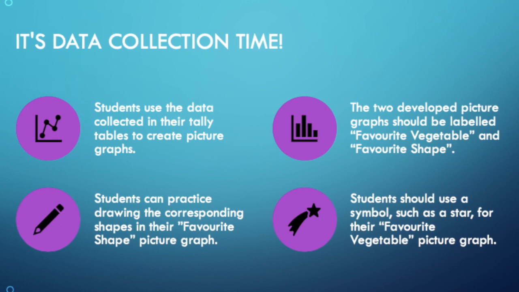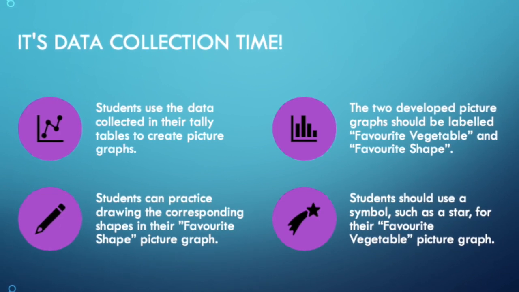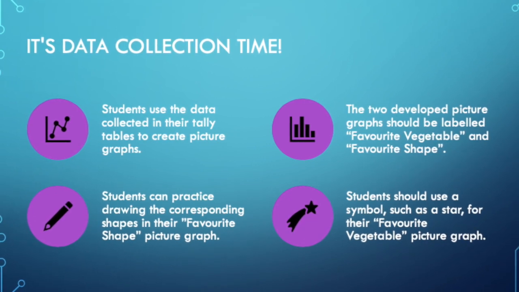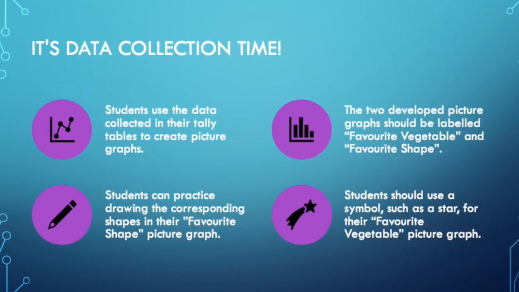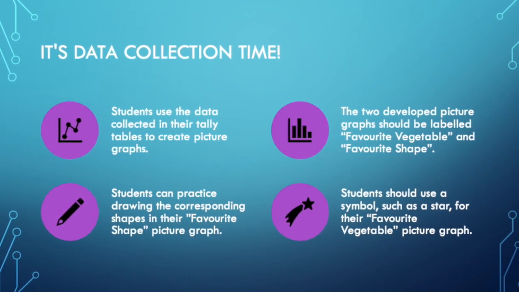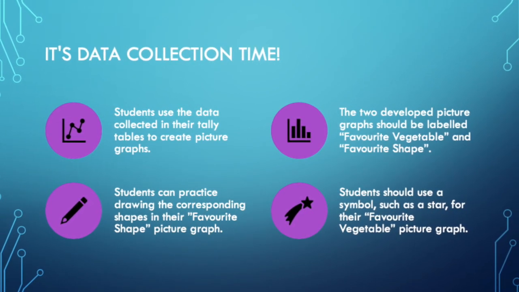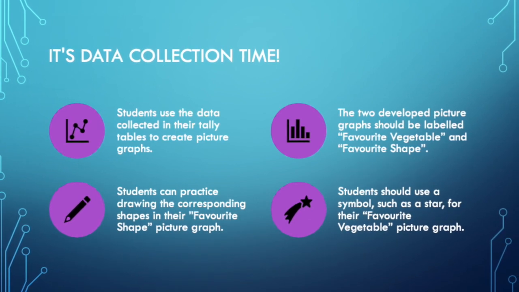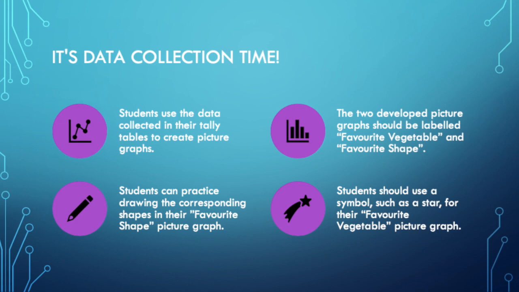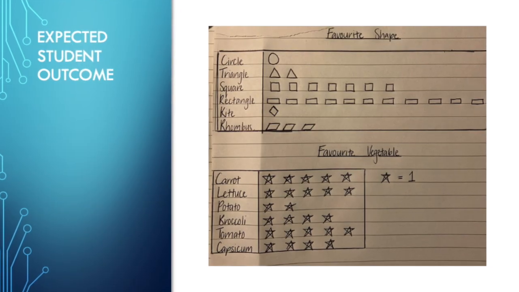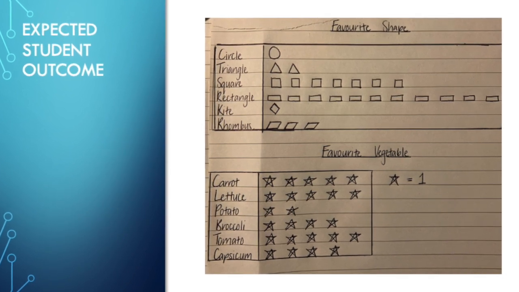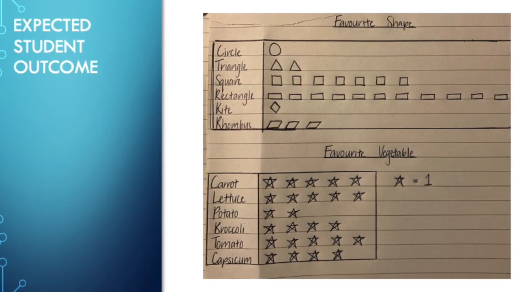Using the collected data displayed in their tally tables, students can then transfer this information into two separate picture graphs, one labelled Favoured Shapes, where students will use their knowledge on two-dimensional shapes to draw the corresponding shape aligned with the labels on the y-axis, while the other, labelled Favourite Vegetables, will use a symbol, for example a star, to represent the number of tallies. Using a symbol, such as a star, also ensures that students won't become confused between the two picture graphs. An expected student outcome of this can be seen on the screen.